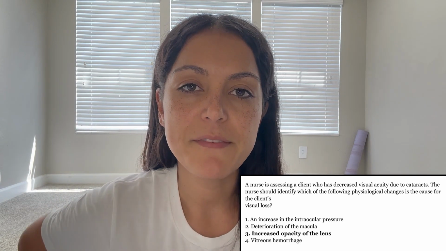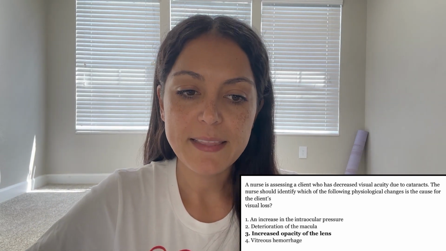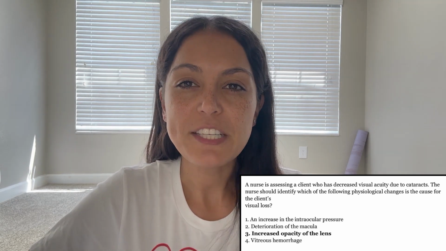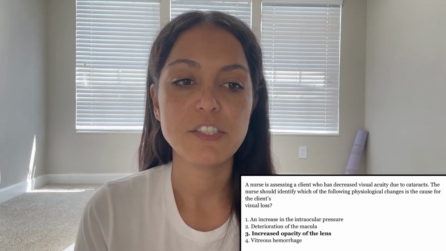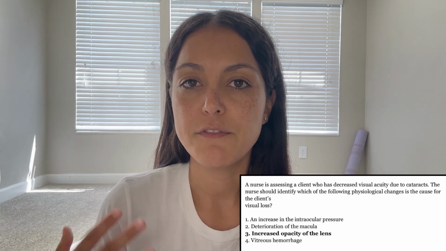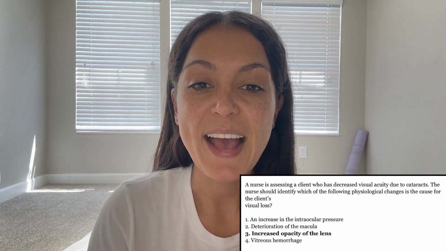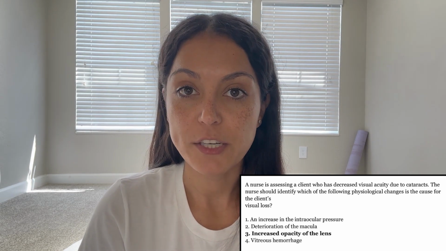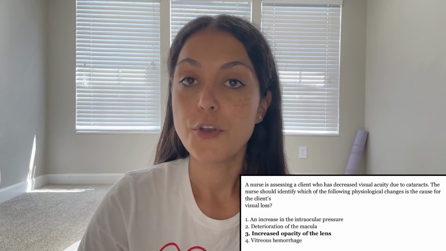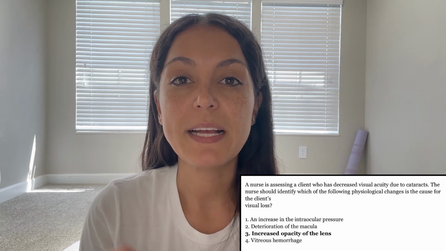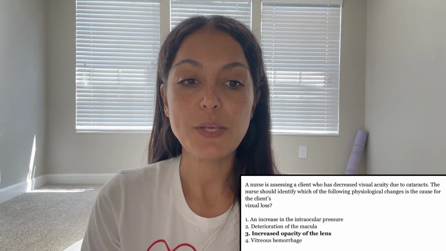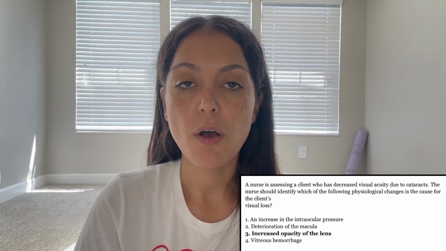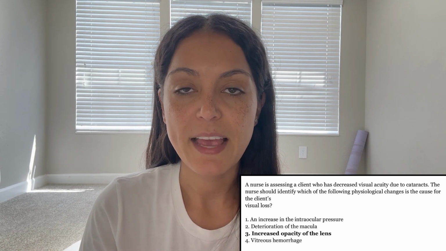Here, the answer is number 3, increased opacity of the lens. So why is that the answer? Let's look at the question. Let's see what they're asking us. They're asking us which physiological change is the cause for a client's visual loss, for a client that has cataracts. Is it 1, increased intraocular pressure? No, because that's describing glaucoma. When you have glaucoma, that's going to cause mild headaches and foggy vision.